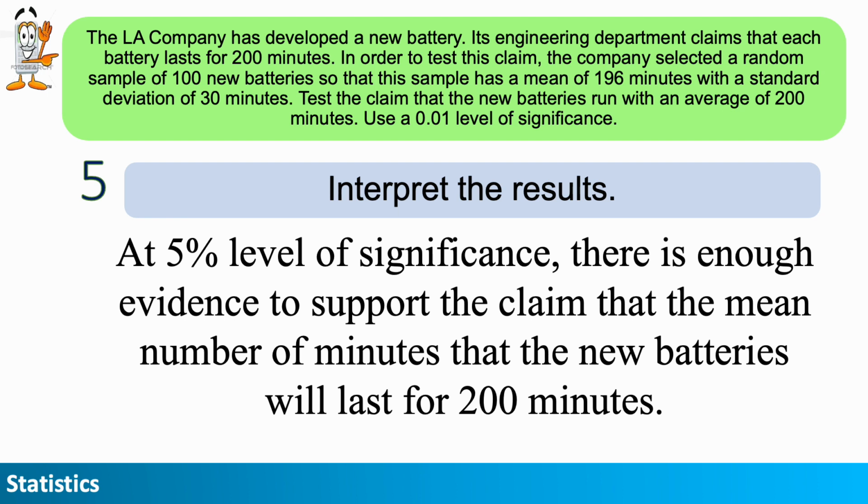By the way, I think I'm wrong when I say that you just copy the null hypothesis. I think you're going to make a statement like this. You include the alpha by saying at 5% level of significance, and then you say there is enough evidence to support the claim that the mean number of minutes that the new batteries will last is 200 minutes. So that's how you interpret the result.